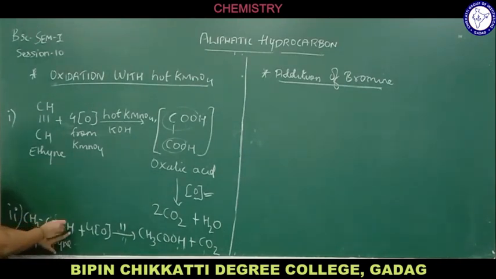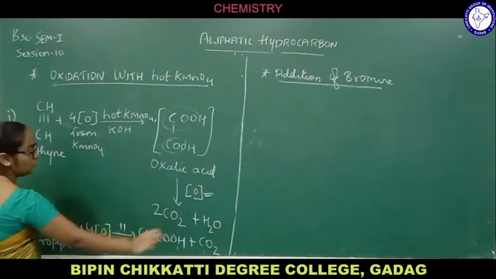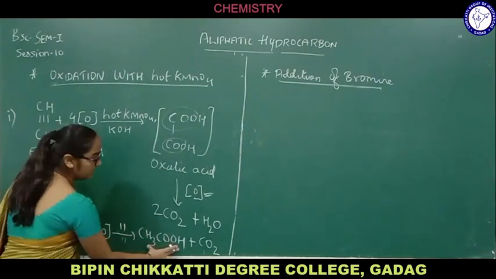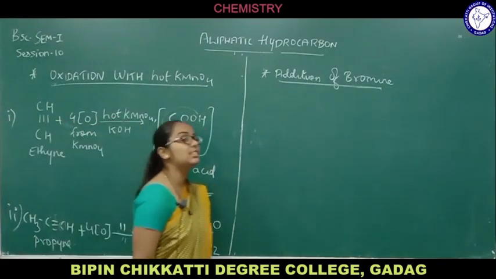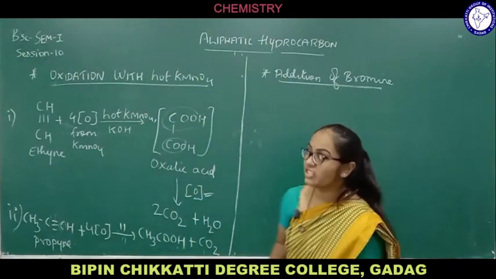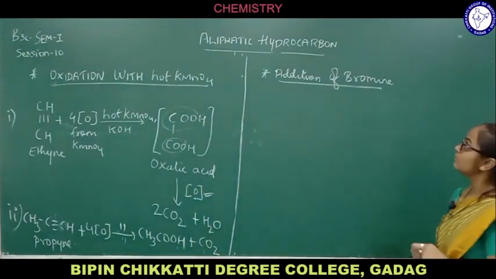CH3COOH. Now this carbon will go and get combined with the remaining 2 oxygen to form carbon dioxide. So this is ethanoic acid, also called acetic acid. Now let's go towards another reaction, which is the addition of bromine.